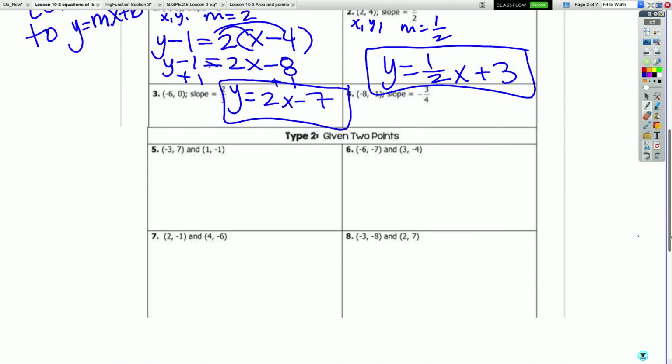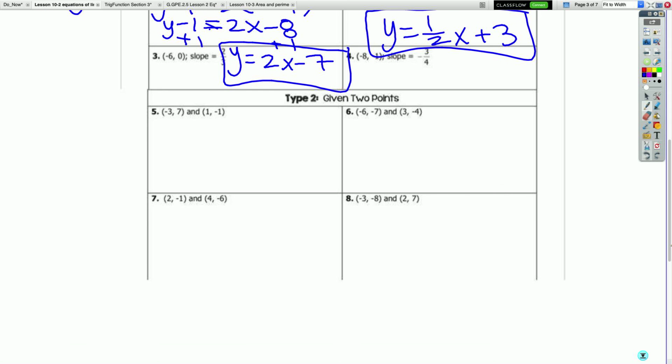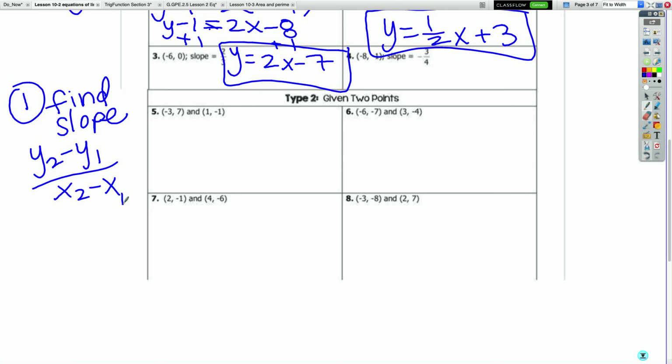We're going to skip those other 2 examples there and move on to when you're given 2 points. So we obviously have a point given to us, but what is missing? The slope. So what do I have to do? I have to find the slope. How do I find slope if I have 2 points? The slope formula, which is what? y2 minus y1 over x2 minus x1. You should remember how to do that, so I'll give you a second to find your slope here.